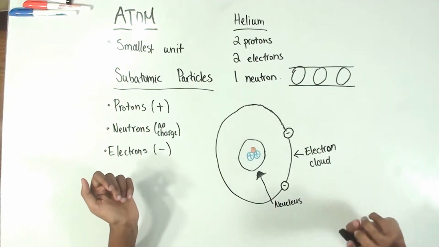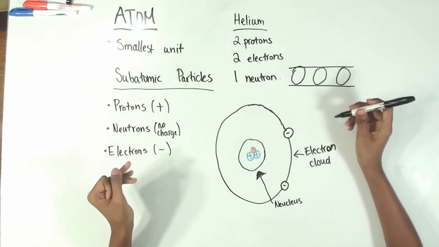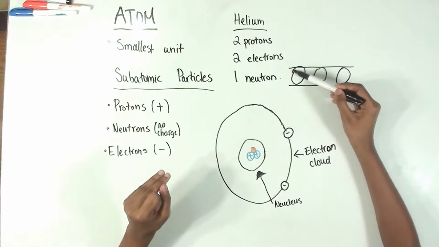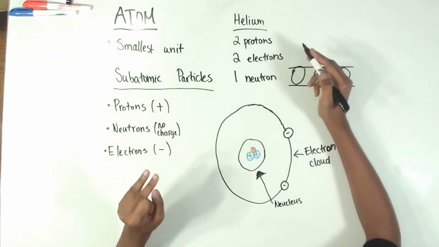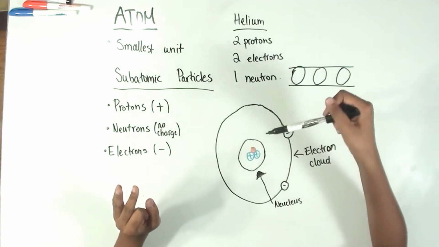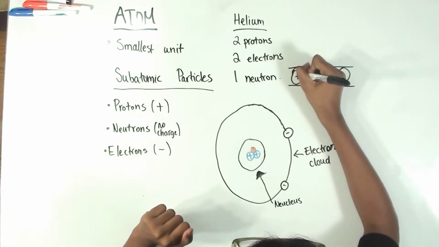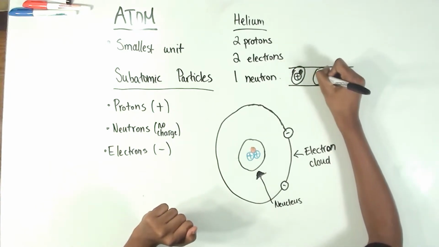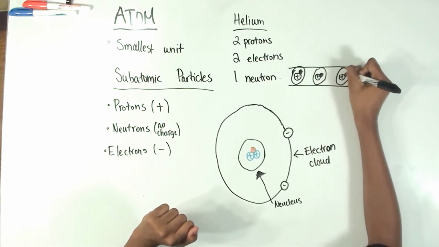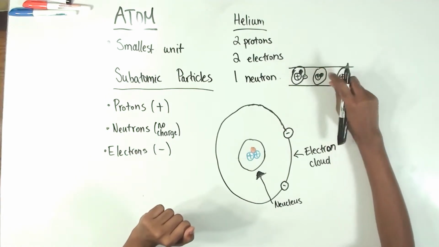Copper has 29 protons and 29 electrons, but we're not going to be drawing 29 protons and electrons just to make things simpler. So instead I'm going to be drawing 1 proton, 1 electron, and 1 neutron for copper. So inside our nucleus we have our proton and our neutron. And on the outside we have our electrons.